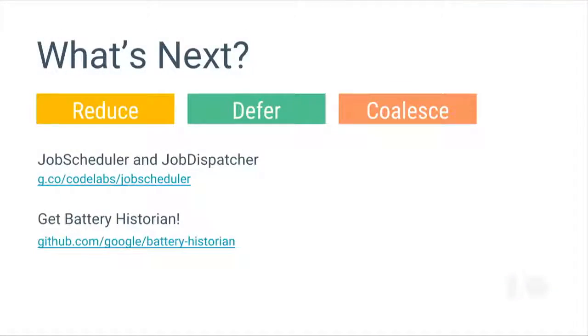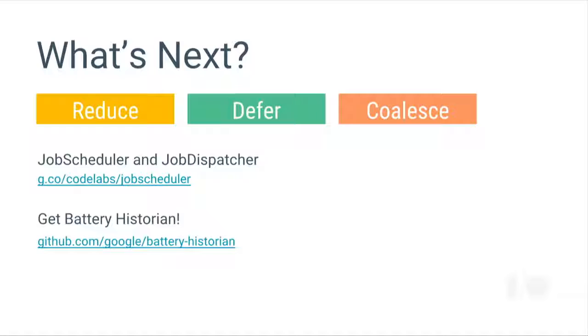Cool. So what's next? Well, you saw how these simple design principles that Ashish talked about, reduce, defer, and coalesce, go a long way in improving battery life and performance of the device. So here's what we want you to do. We want you to reduce all the background activity in your applications. What you can't reduce, defer it to when the device is charging. And what you can't defer to when the device is charging, at least help us coalesce it with other activity that's going on in the background.